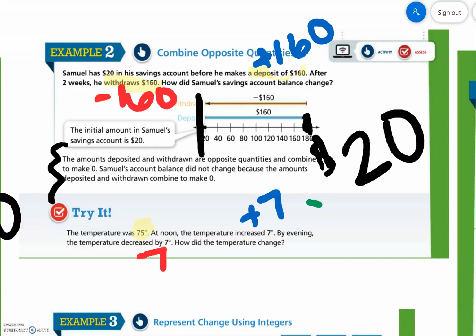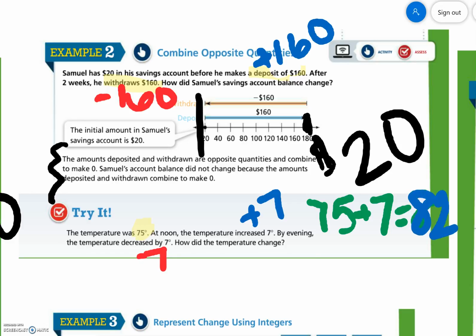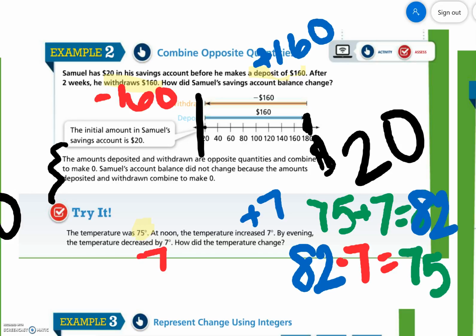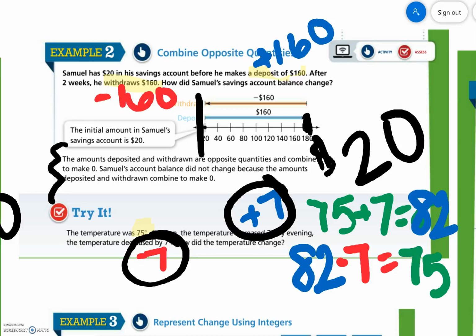Well, if we do 75 plus 7, that's going to give us 82. But after it got to that 82, it subtracted 7. 82 minus 7 gets us right back to 75. Another way to do that is to notice that we've got a positive 7 and a negative 7. Those are what? Opposites. Opposites combine to make 0, so you know you should end back at the original temperature.